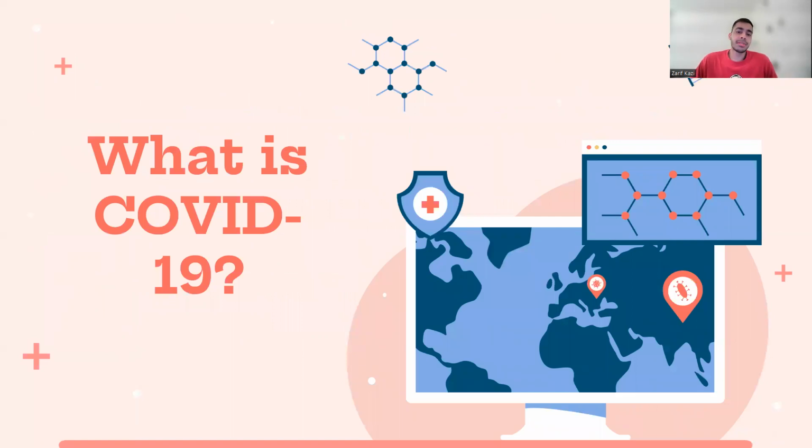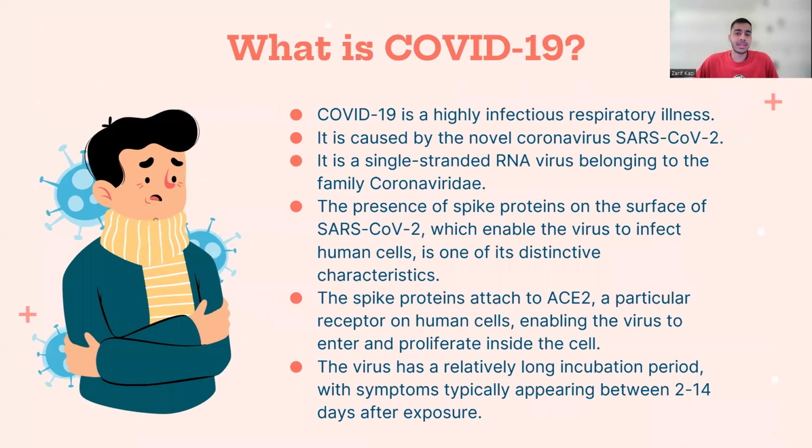So just to begin with, we're going to be talking about what is COVID-19. COVID-19 is a highly infectious respiratory illness. It is caused by the novel coronavirus SARS-CoV-2. This is a single-stranded RNA virus belonging to the family Coronaviridae. What makes this virus unique is the presence of spike proteins, which allows it to interact with human cells. Essentially, these spike proteins attach to ACE2, which is a particular receptor on human cells, and this enables the virus to enter and proliferate inside the cells.